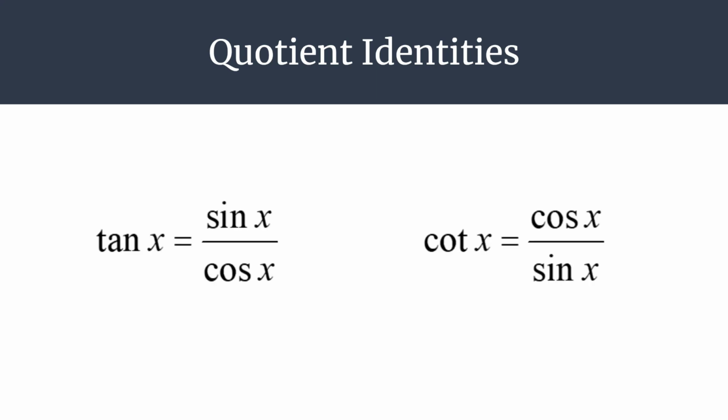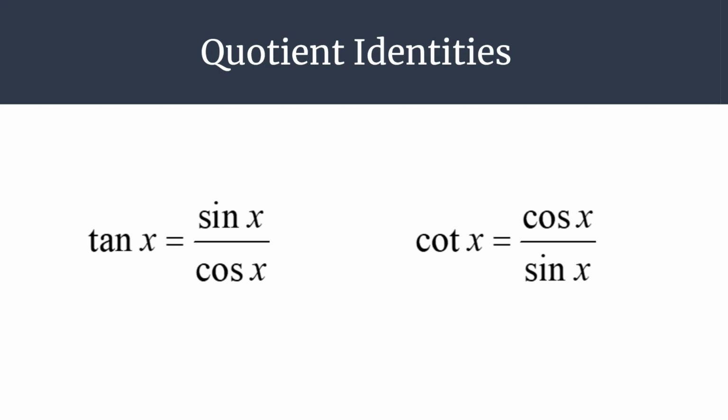Next, let's look at the quotient identities. These are functions that can be rewritten as the quotient of two other trig functions. So we have tangent of an angle is sine x over cosine x, and cotangent is its reciprocal. Notice that the quotient just flips. It's cosine over sine. These will be really helpful for rewriting when verifying as well.